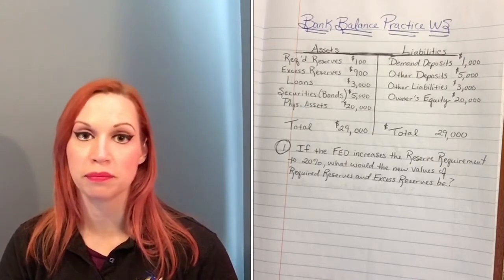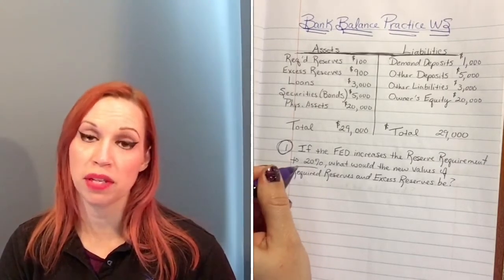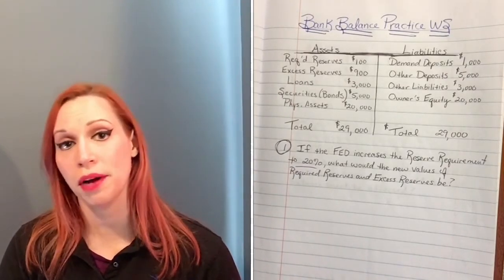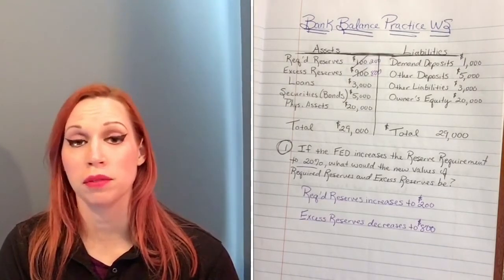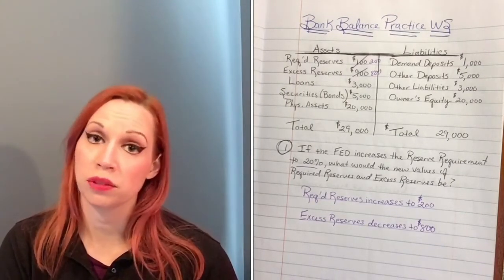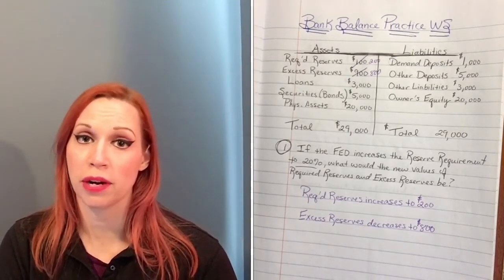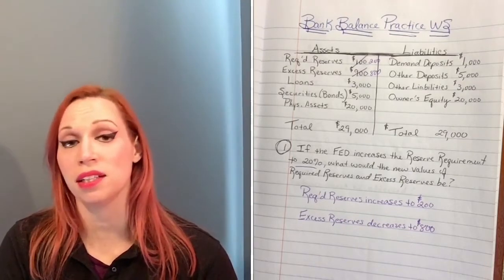Now question 1 says, if the Federal Reserve increases the reserve requirement from 10% to 20%, how is this going to affect required reserves and excess reserves? So before, when the reserve requirement was 10%, the bank had to hold on to 100 and they could lend out the other 900. Now that the reserve requirement is 20%, the bank has to hold on to 200 and it can only lend out 800.